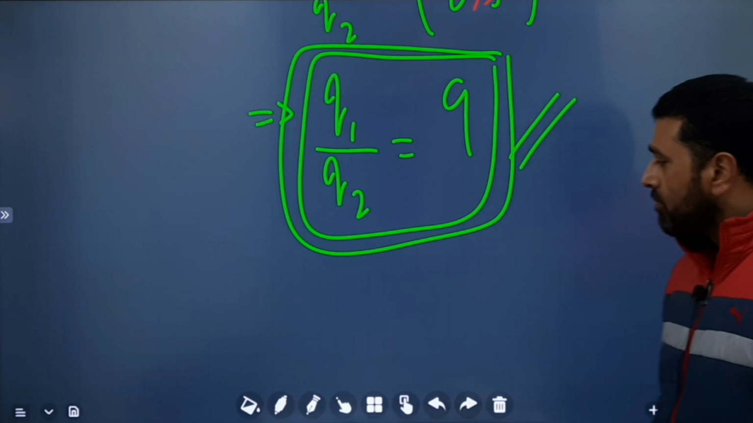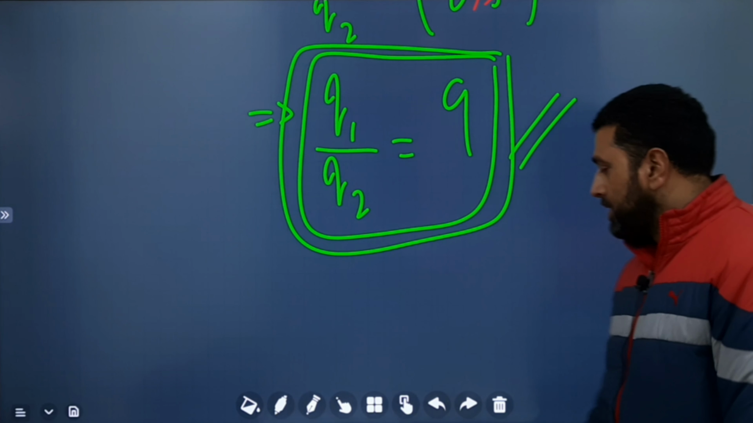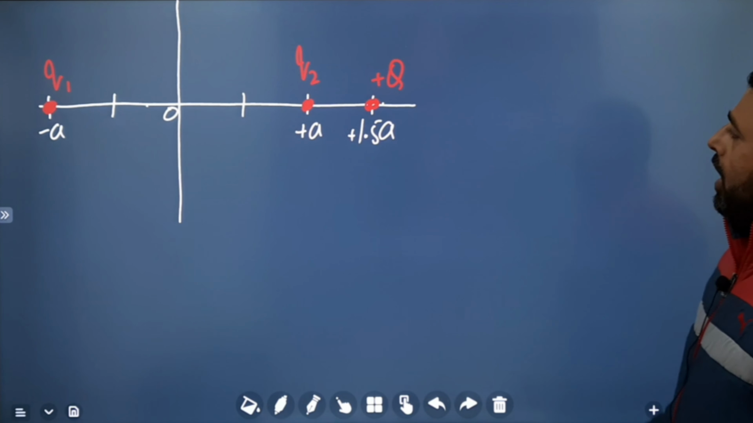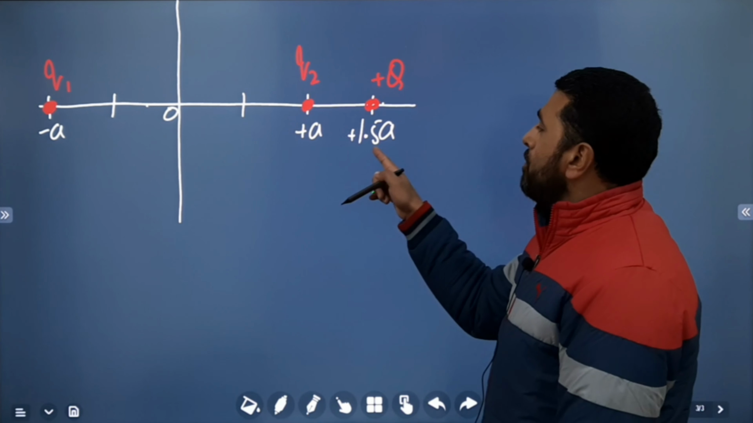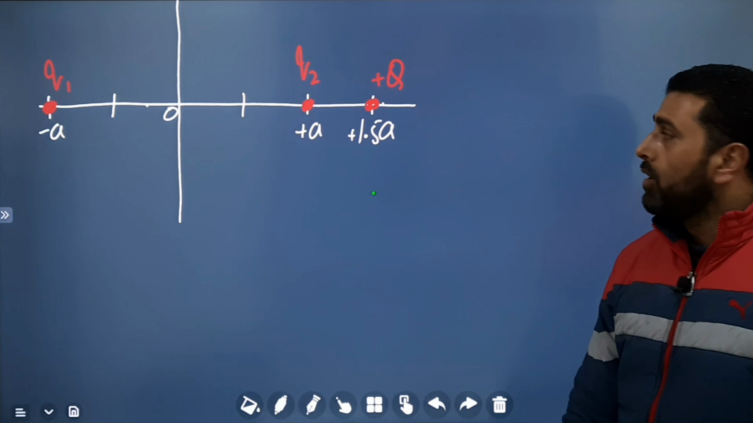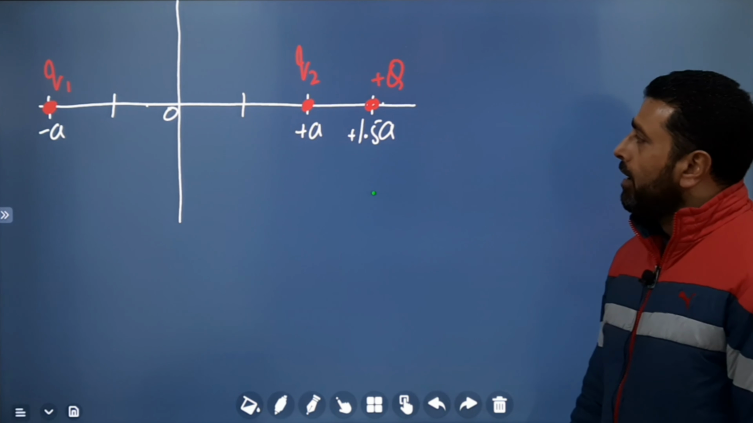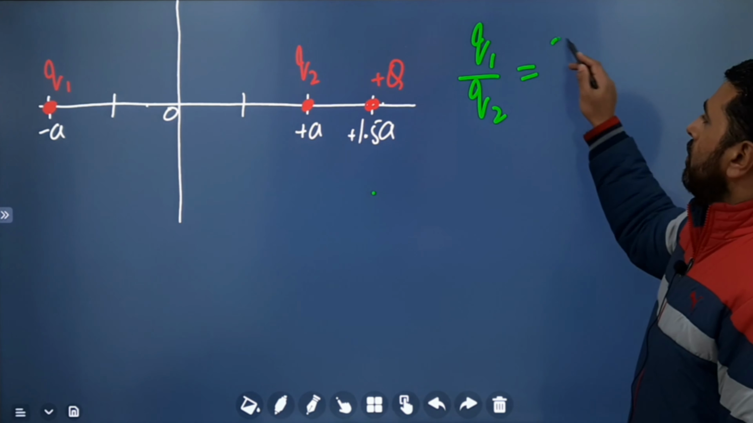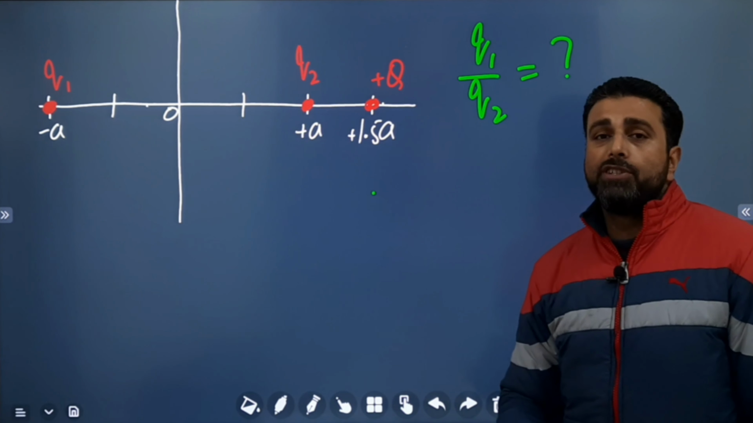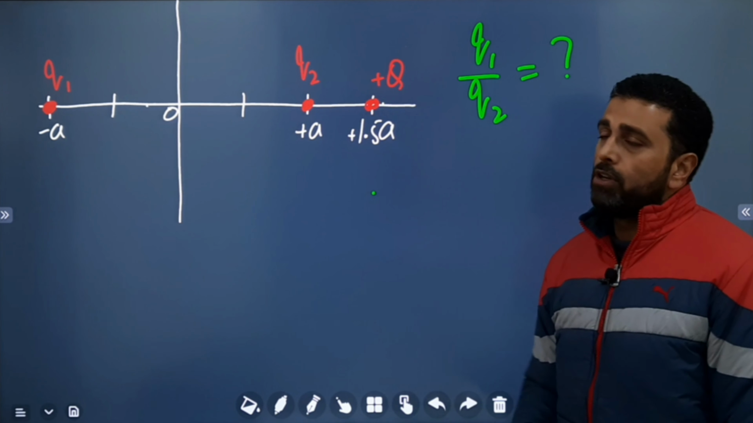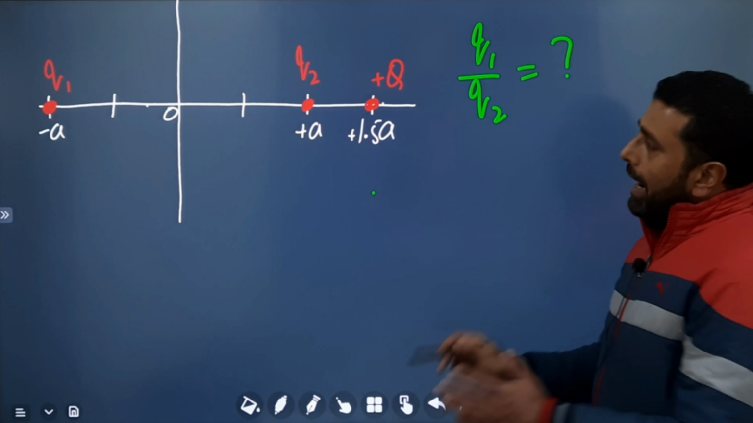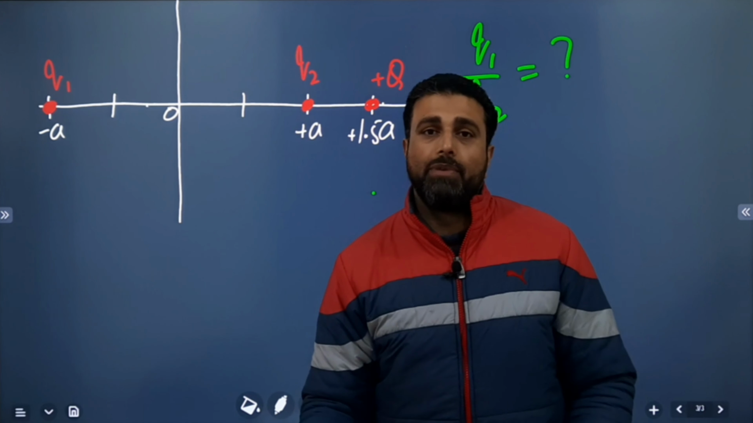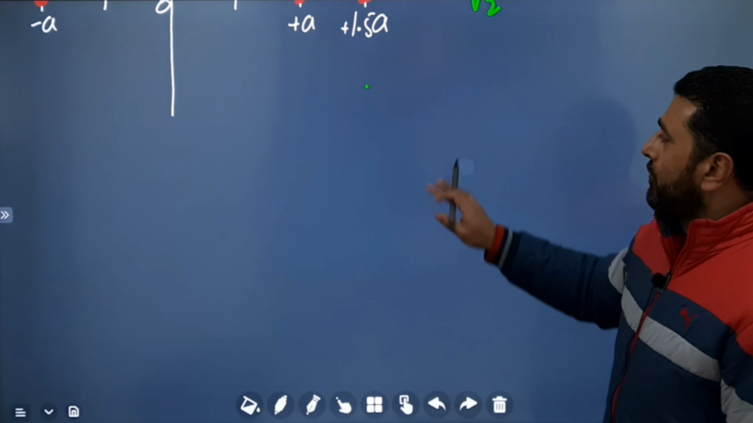Okay. Now the second part is here. Now capital Q is placed at 1.5 times A. Okay, 1.5 times A. So we have to again find out Q1 by Q2 for net force on capital Q to be 0. Again, first we'll talk about signs of Q1 and Q2. Should they be like charges or should they be unlike charges? We'll talk about that first.